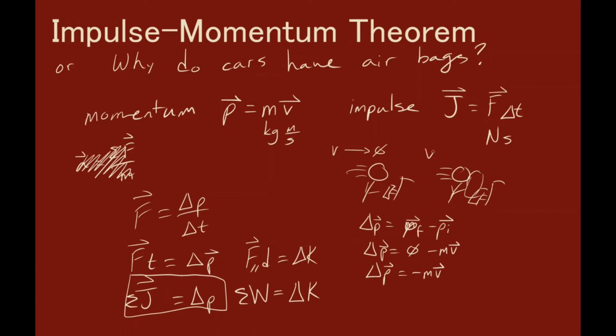So according to impulse momentum theorem, that change in momentum is going to require the same impulse. So if our impulse is locked in, what's the point of the airbag if this isn't going to change? Well, without the airbag, you're going to be brought to a halt pretty quickly.